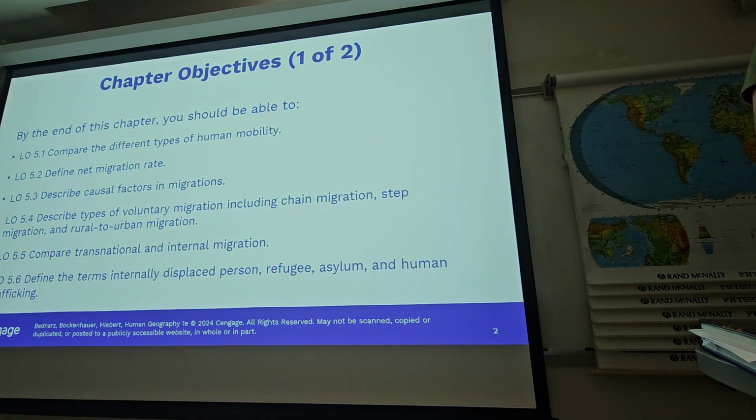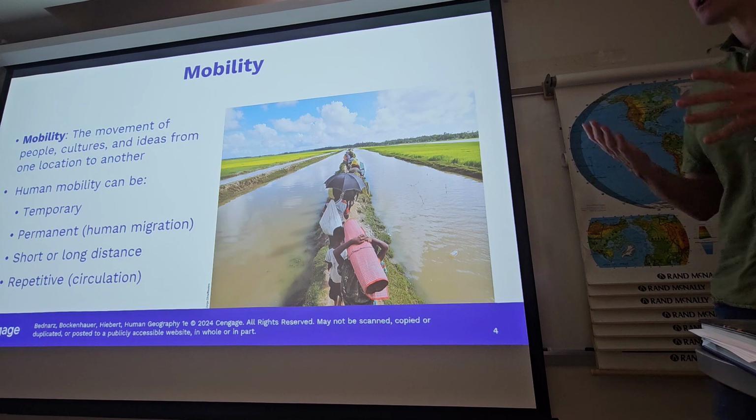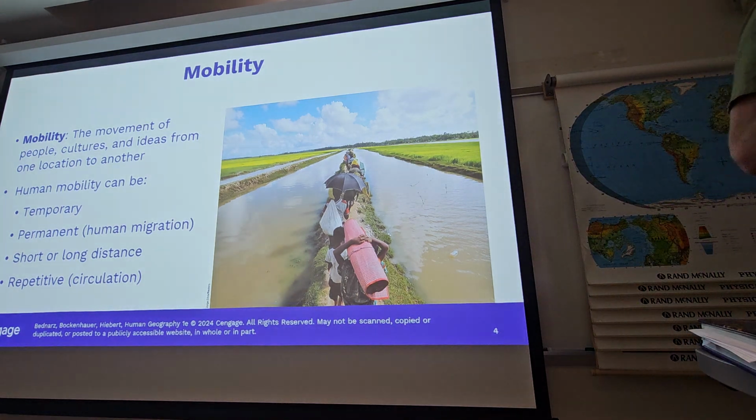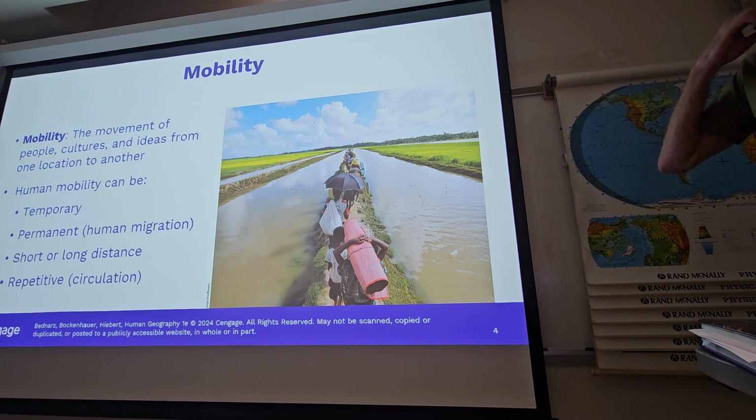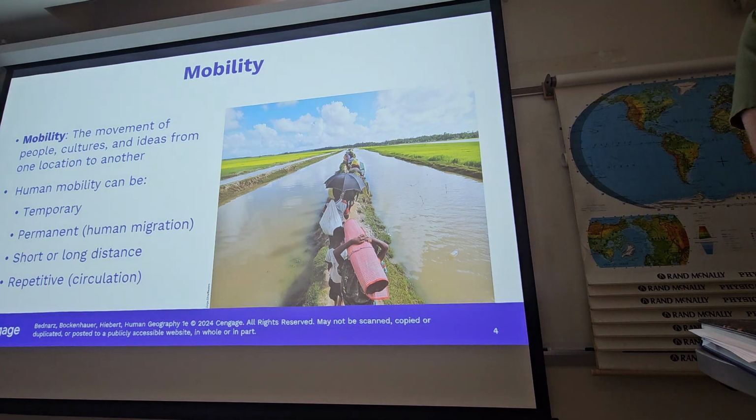Okay, so I'm not going to bore you with the objectives. This chapter is all about mobility, and of course, in geography, all the chapters will talk about mobility to some extent, but this one focuses on it, with lots of key terms. Obviously, humans are very mobile. From our entire existence and our history, we've been very mobile, moving around a lot for all kinds of reasons, short-term reasons, long-term reasons.